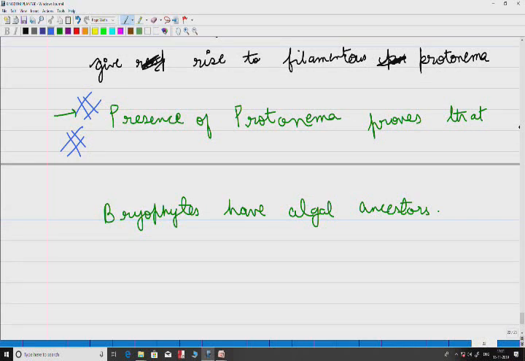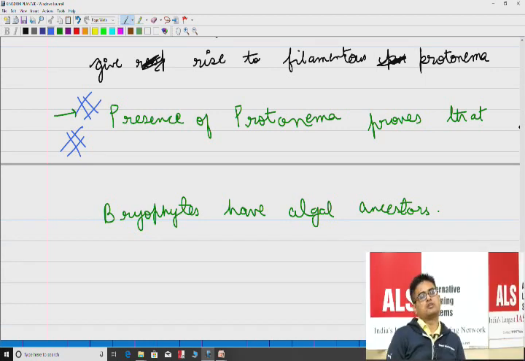So basically life cycle is alternating between sporophyte, then gametophyte, again sporophyte, then gametophyte. Now which is dominant? Which is the dominant life cycle? Gametophyte. So this is why we call alternation of generation of mosses as gametophytic type alternation of generation.